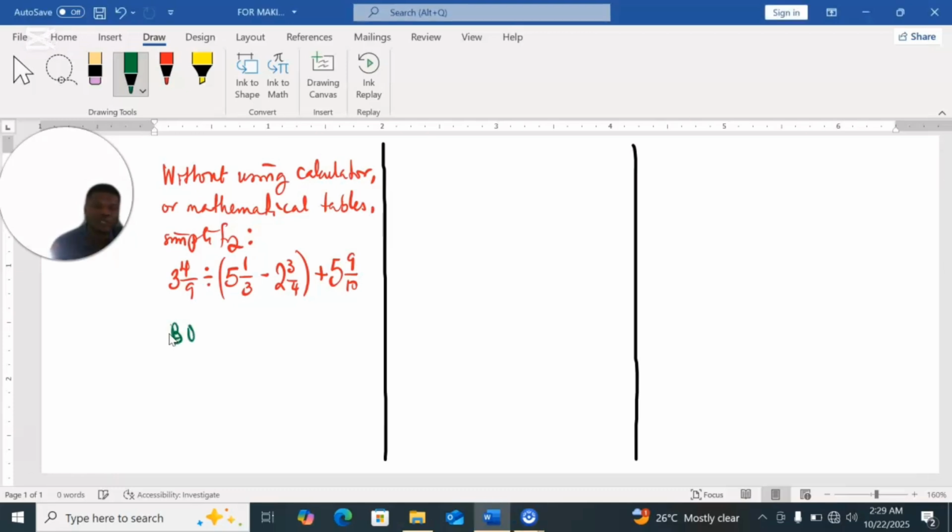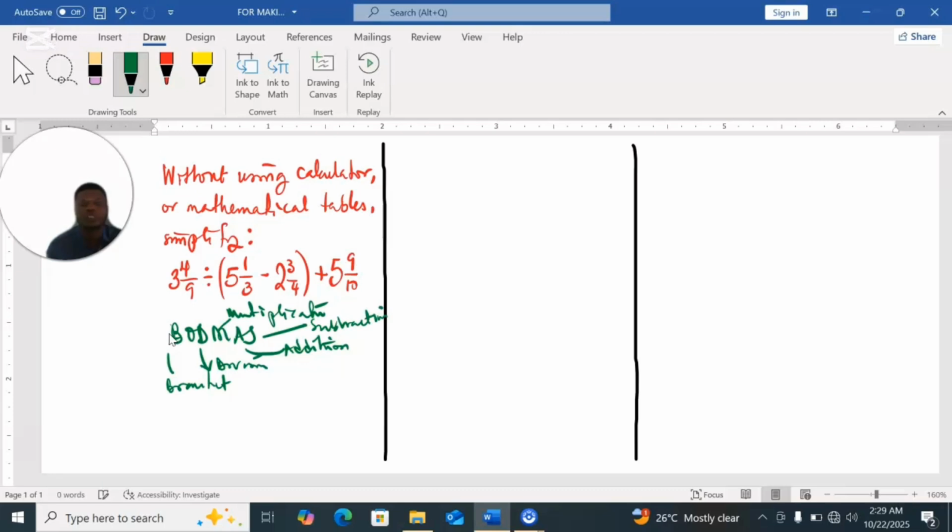We shall be using the rule of BODMAS, okay? Bracket comes before division, multiplication, addition, and what? Subtraction. So we shall be using bracket, division, multiplication, addition, and subtraction to get this problem solved.